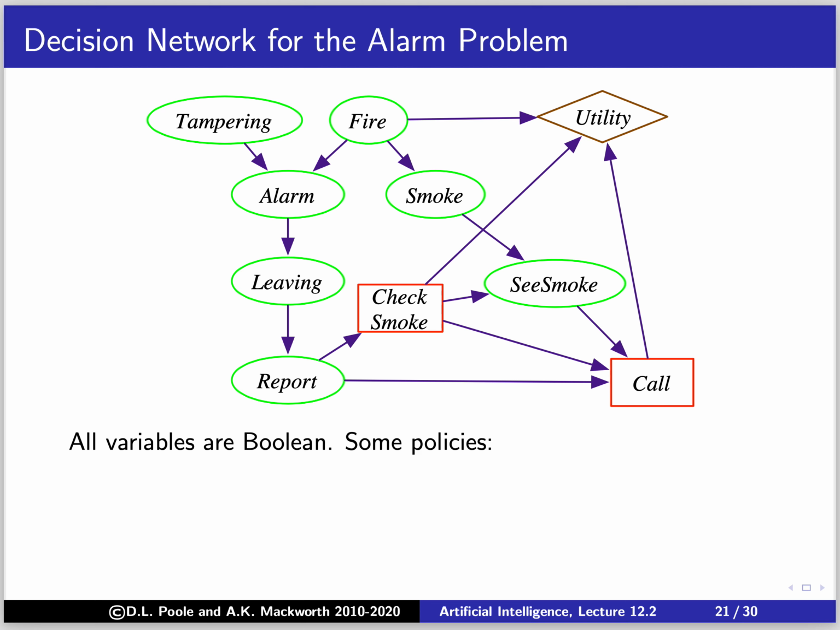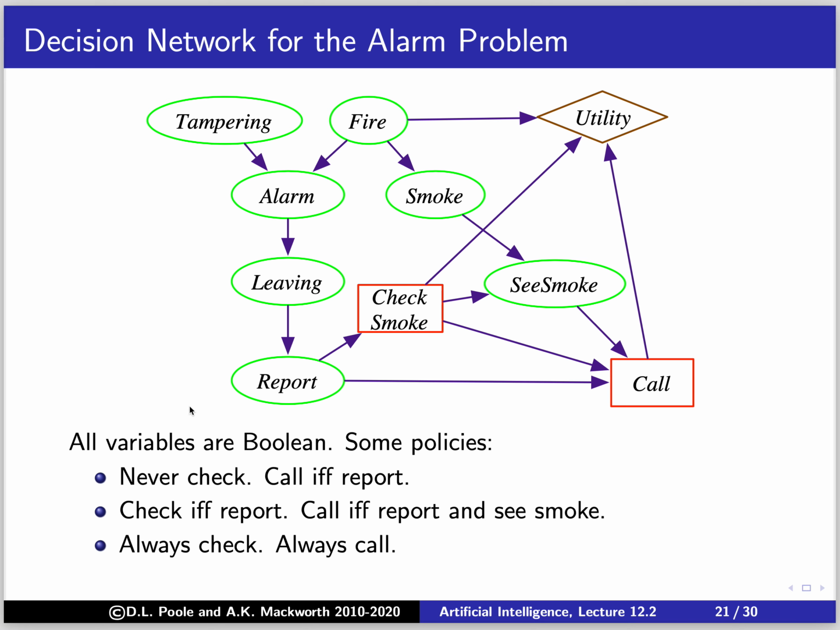Okay, here's the other example we gave. All variables are Boolean here, assume. Some of the policies now: you've got to decide what you're going to do for each of these. You've got to decide whether to check for smoke, and whether to call or not. So one of the policies is: never check for smoke, but call if there's a report.